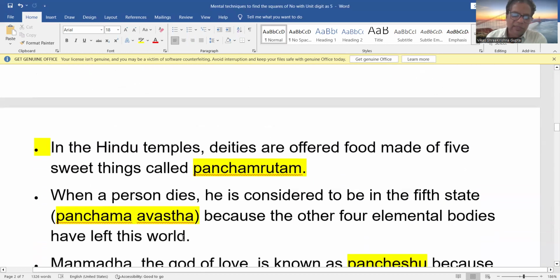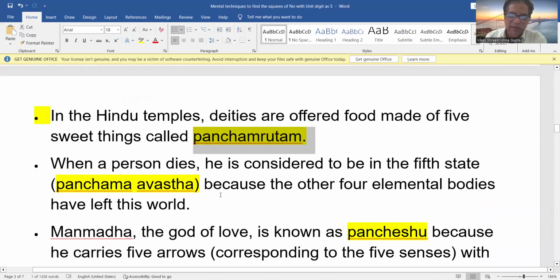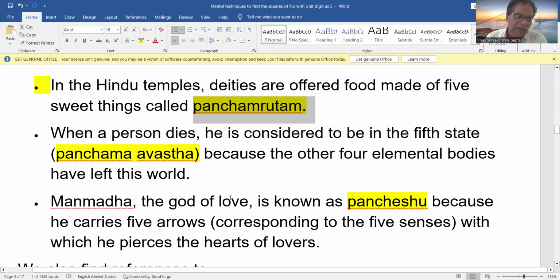Right? In the same way, in Hindu temples, deities are offered food made of five sweet things, which is called Panchamritam. Panchamritam means a food which is made up of five different elements. And when a person dies, he is considered to be in fifth state, that is called Panchama Avastha. So this number five is a very important number. It represents so many things in different cultures and traditions.